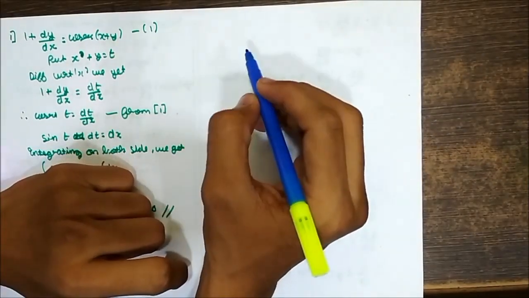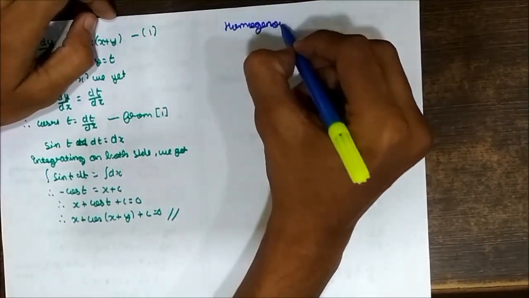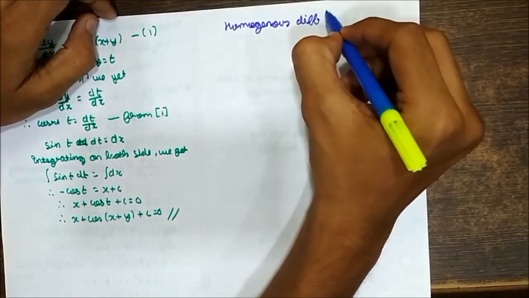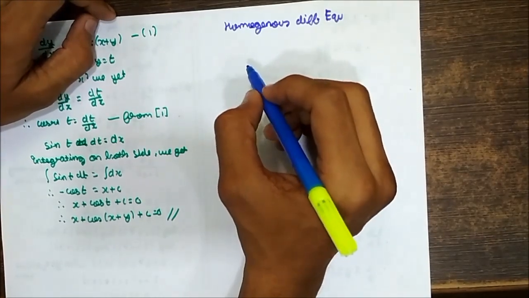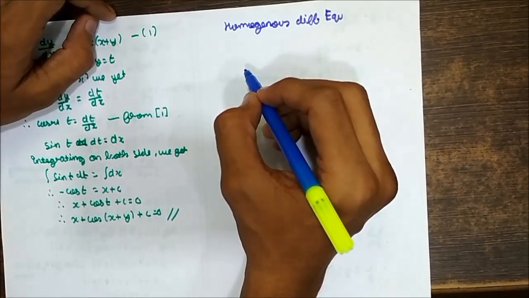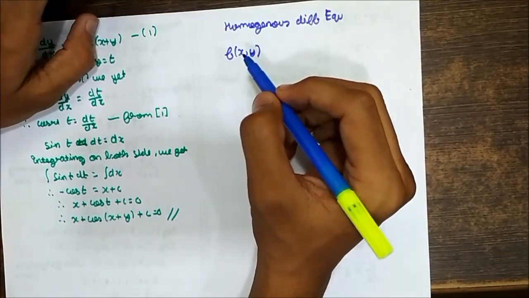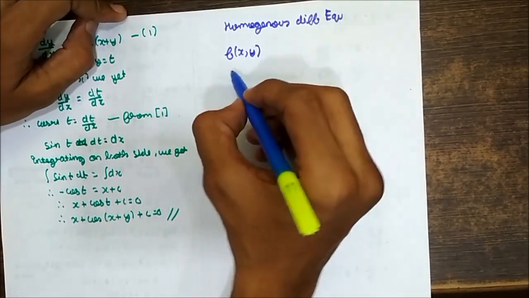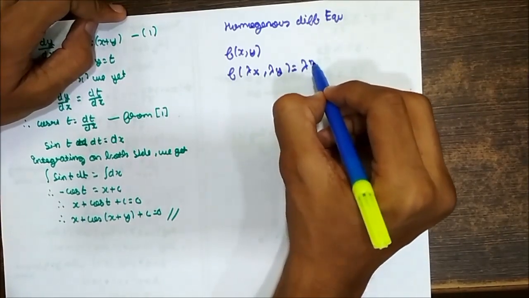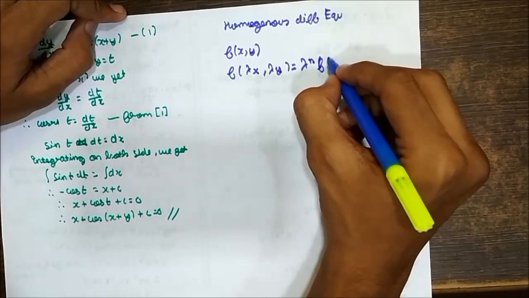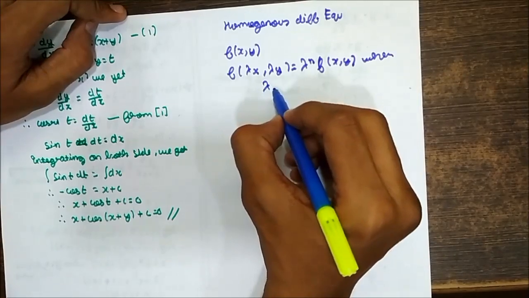Now let's talk about the homogeneous differential equation. A function f of (x, y) is said to be a homogeneous function of degree n in x and y if f of (lambda x, lambda y) is equal to lambda raised to n times f of (x, y), where lambda is a real variable.